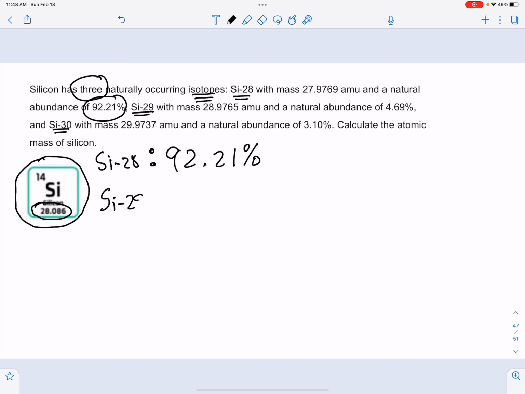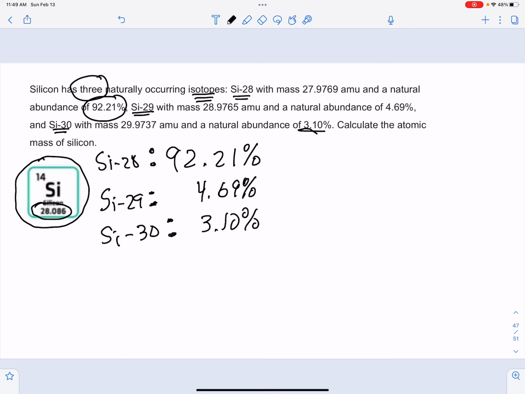Silicon 29, the percentage was 4.69%. So you barely find any silicon 29 in a sample of silicon. Silicon 30, the percentage was 3.10%. So in nature, when you take a sample of silicon, most of the atoms that make up silicon are going to be silicon 28. And then you're going to have a little bit of silicon 29 and silicon 30.